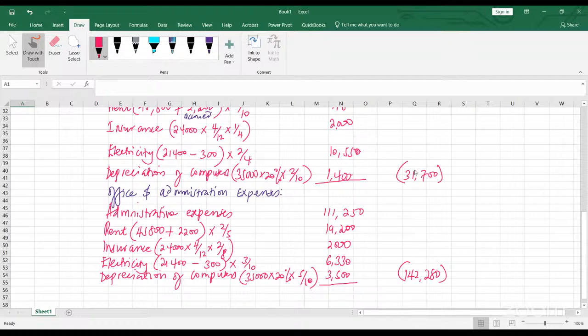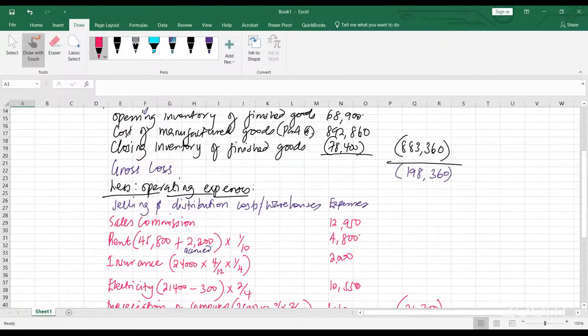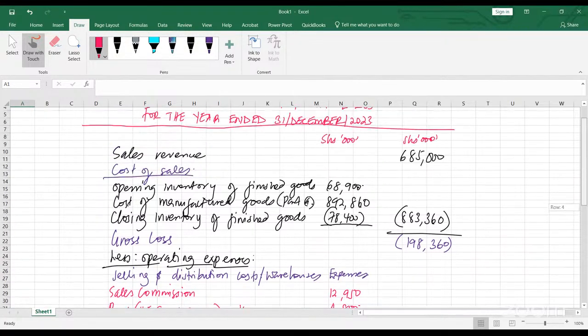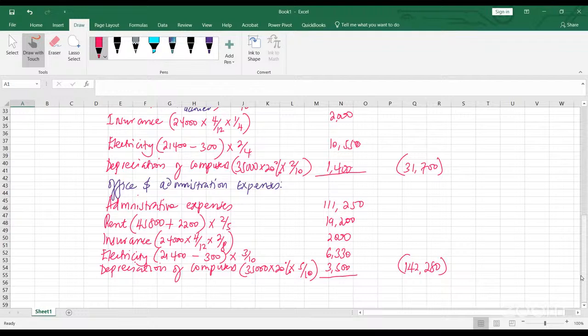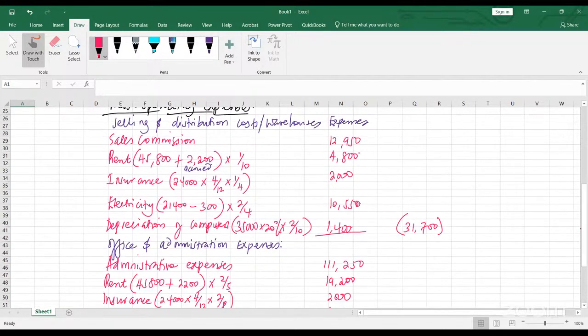These are all costs that have to be deducted from our gross loss. Remember, we have a gross loss. We don't have financial charges, expenses like interest or discounts allowed. What we can do now is minus all these expenses from the gross loss to come up with a net loss. I believe it will still be a net loss. How much will be that net loss now?